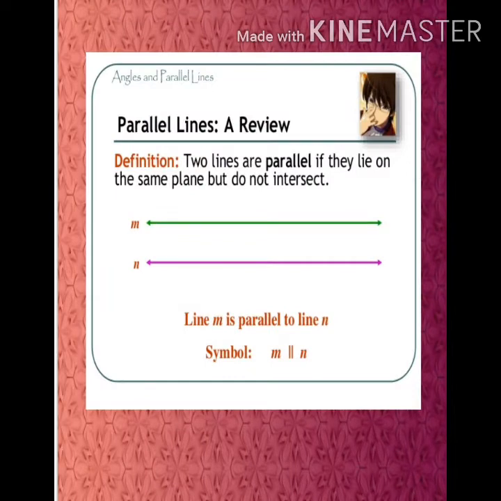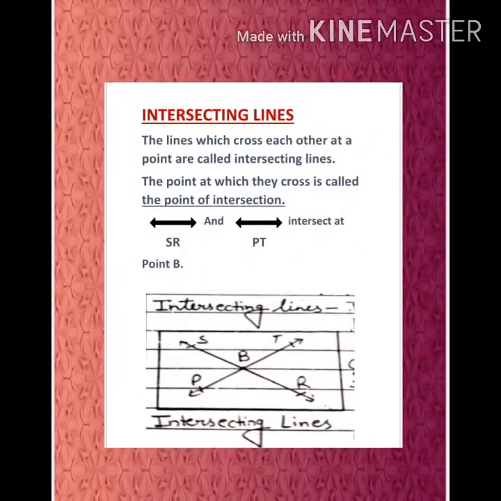The lines in a plane that never meet and are always at an equal distance from each other are called parallel lines. Here, line M is parallel to line N. An example of parallel lines is a railway track. The lines which cross each other at a point are called intersecting lines. The point at which they cross is called the point of intersection. Here, lines SR and PT are the intersecting lines. They intersect at a point B.